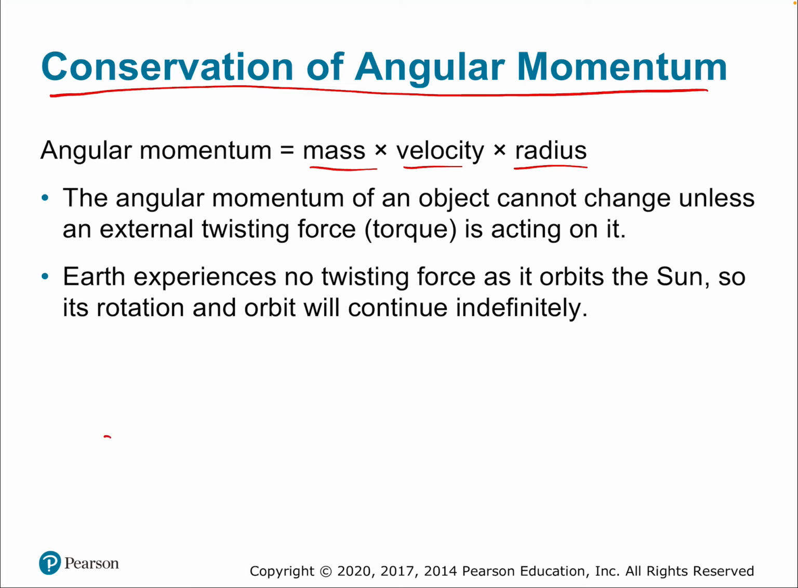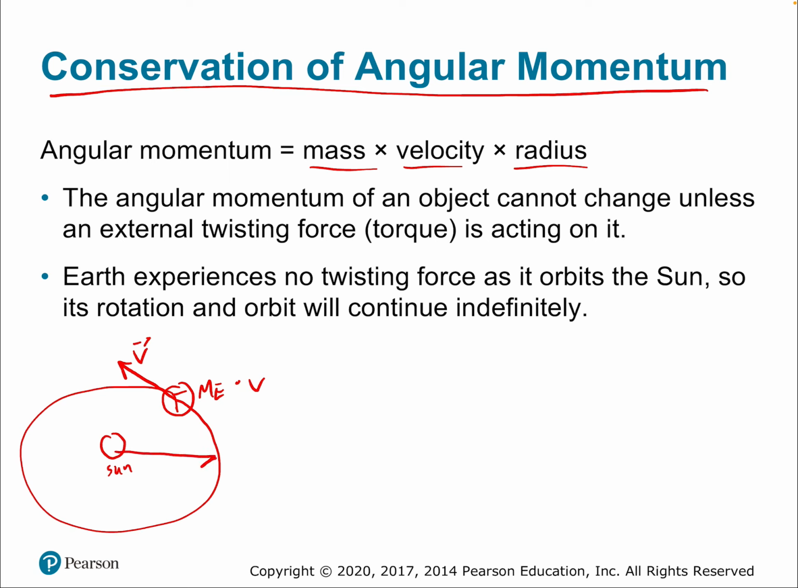It's just a little bit more complicated, and it only applies to rotation. So, for example, for an orbit, if this is the sun and we have the Earth orbiting the sun, not to scale, then you would have the mass of the Earth times the velocity of the Earth, multiplied by the radius of the orbit. So that would be the angular momentum of Earth's orbit.